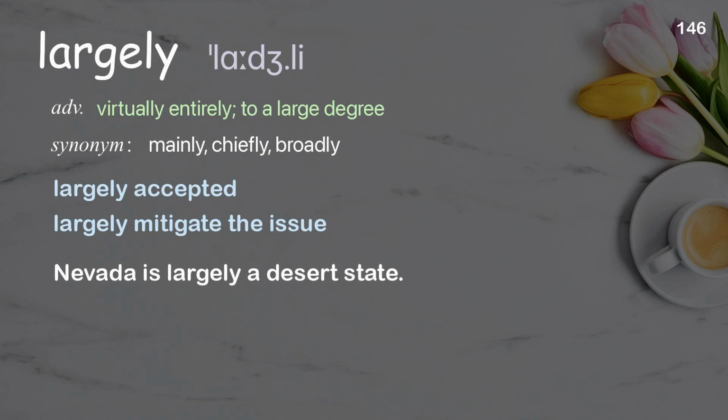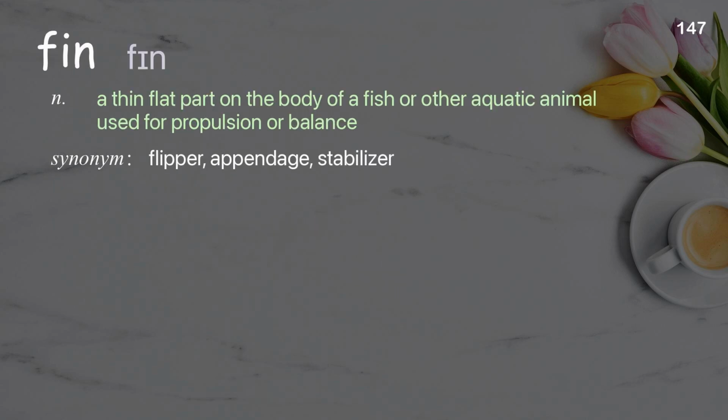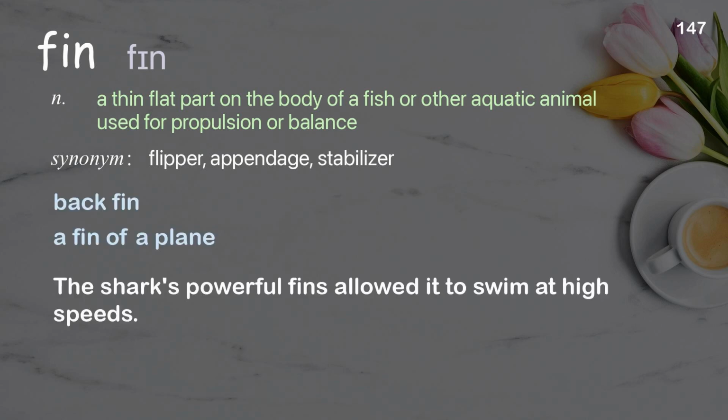Fin. A thin flat part on the body of a fish or other aquatic animal used for propulsion or balance. Examples: back fin, a fin of a plane. The shark's powerful fins allowed it to swim at high speeds.